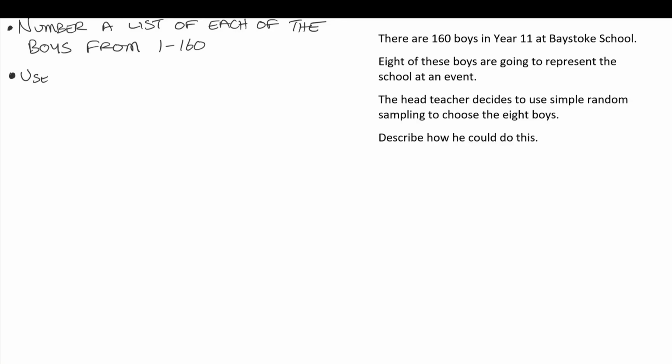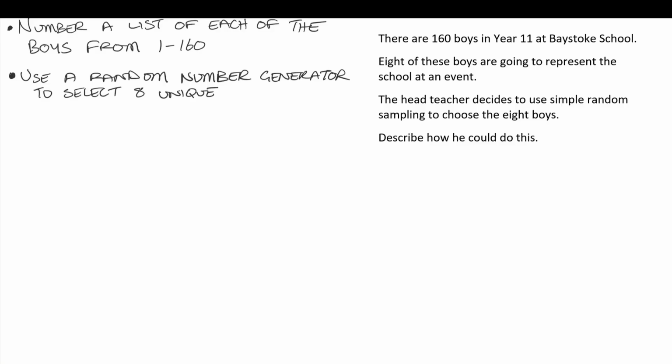There I've been specific. Next, I need to choose some of the boys at random. And I'm suggesting that we use a random number generator to pick 8 unique numbers. 8 unique numbers means that if there are any repeats, it wouldn't count as one of the 8. I would need to select again until I have 8 unique, distinct numbers. The numbers that I'm picking are once again between 1 and 160.